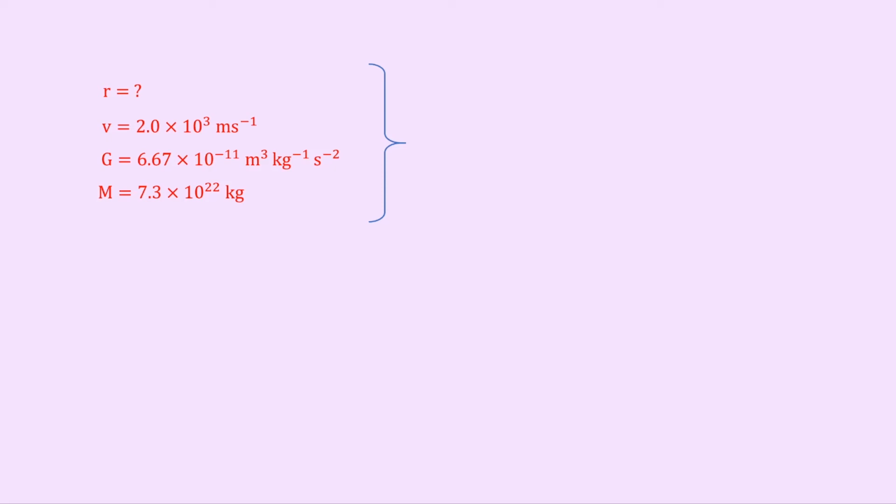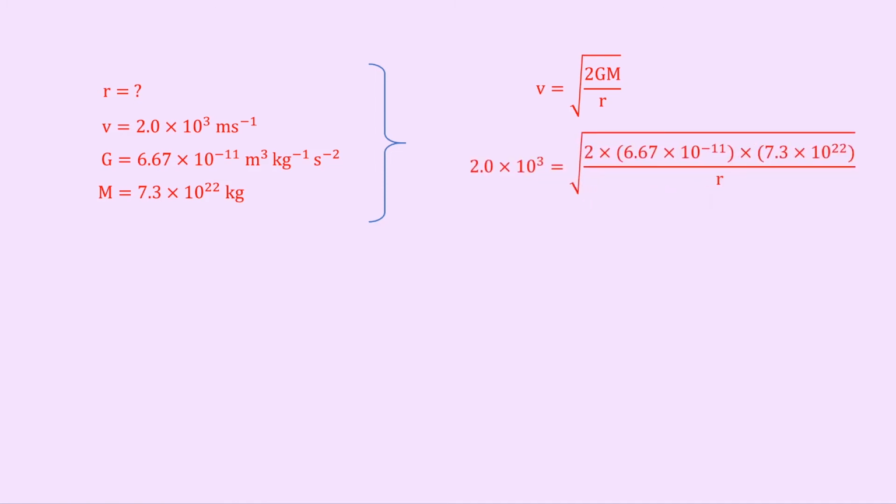And writing down our equation, we have v equals the square root of 2GM over r, and again we're going to use the velocity of our object instead of the escape velocity, which is why I've dropped the subscript of ESC, escape. So putting in our numbers, we have 2.0 times 10 to the 3 is equal to the square root of 2 times 6.67 times 10 to the minus 11 times 7.3 times 10 to the 22 divided by r. Squaring both sides to get rid of the square root on the right hand side, we get 4 times 10 to the 6 equals 9.74 times 10 to the 12 divided by r, where all I've done there is multiply all of these terms together on the numerator.